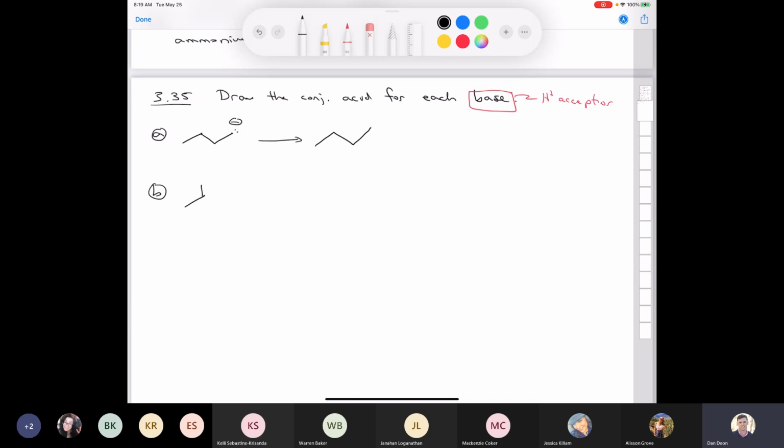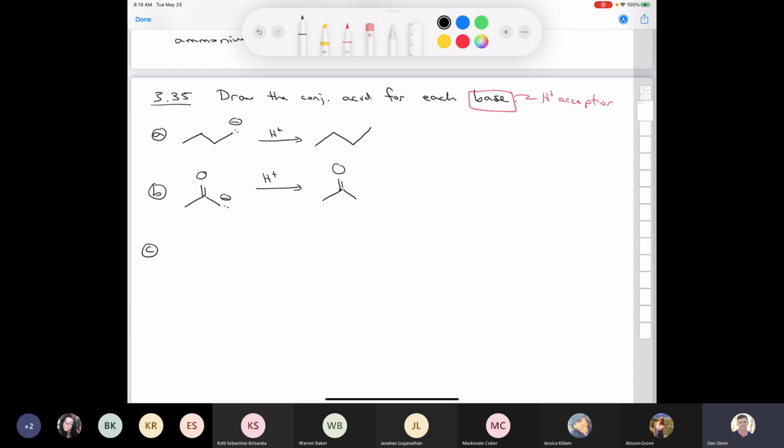The next one is the conjugate base of a ketone. So we have a negative charge here. If that gains a proton, so all we're doing is adding H plus to all of these, what are you going to end up with? You're just going to end up with the ketone, right? There you go.